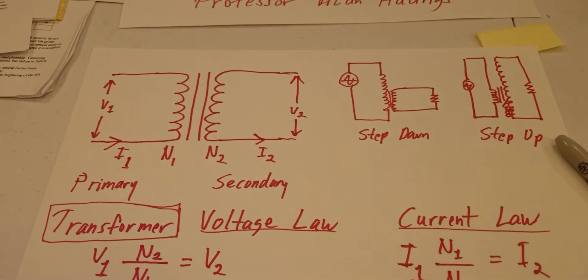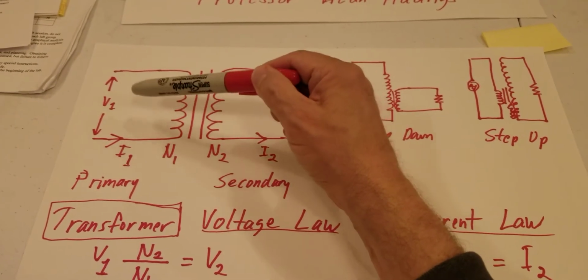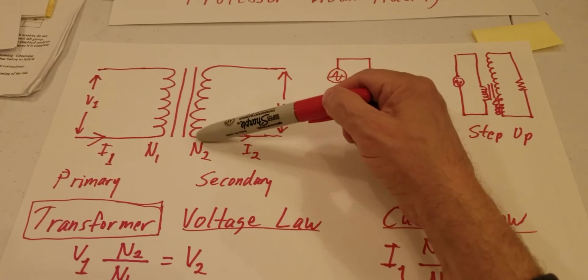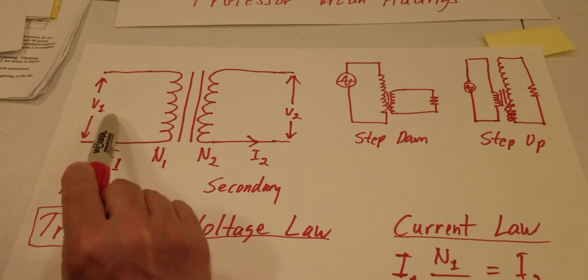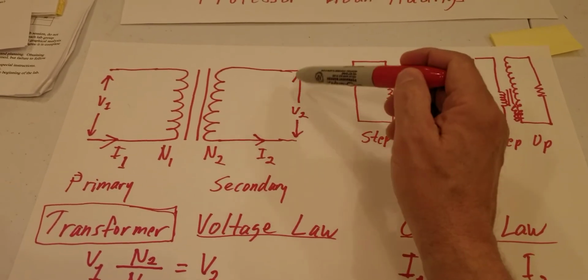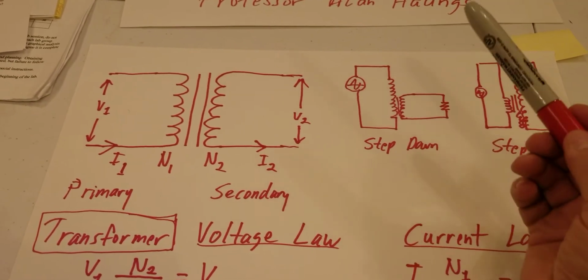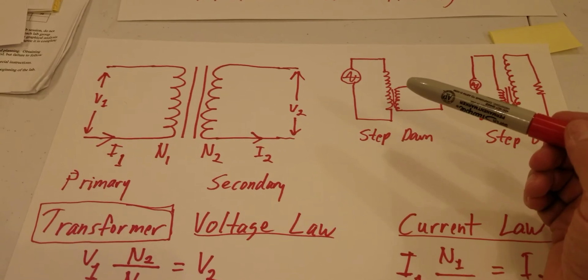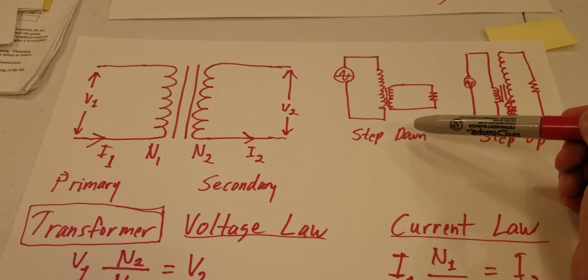So this represents a coil on the primary side. That's where we send power in. And this represents a coil on the secondary side. And when we apply a voltage here, we get a voltage there. And we can use the voltage on this side to operate something. If the voltage is too high on this side, we can create what's called a step-down transformer.